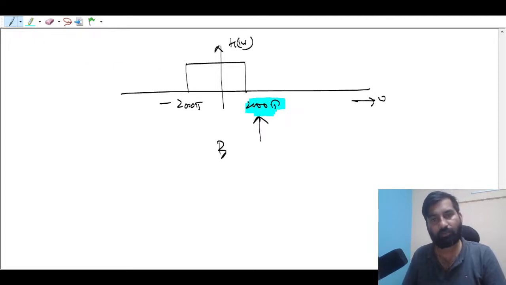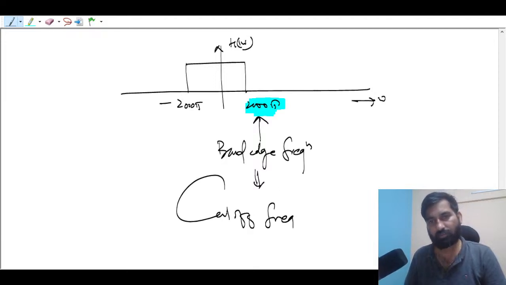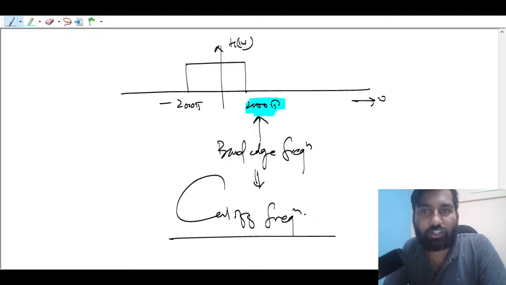ये क्या है? Band edge frequency. इसको हम लोग क्या बोलते हैं? Cut off frequency, right? This is band limited here, right? So we call it cut off frequency. ठीक है?